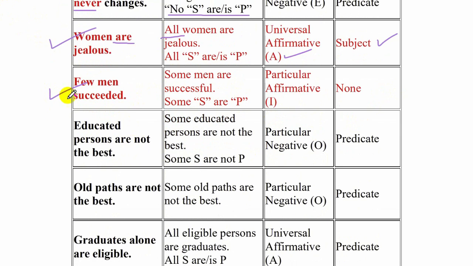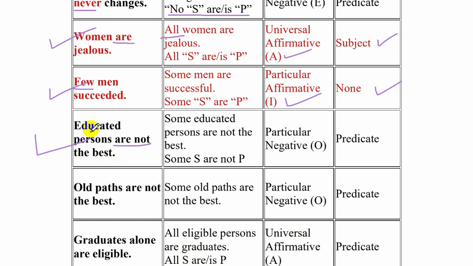Few men succeeded. Some men are successful. Few means some. Some men are successful. You cannot say some man is successful, as per the grammar. So some men are successful. Some S are P. This is an I type particular affirmative proposition. And in this, none of the terms are distributed.